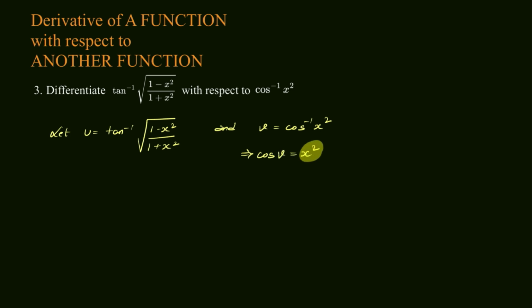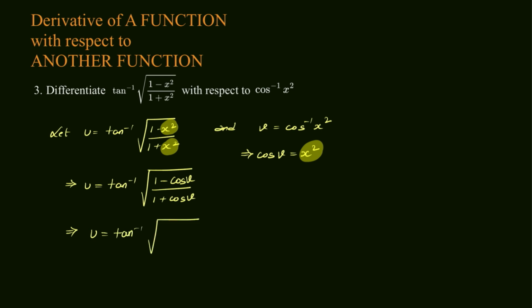Now let us put the value of this x square in the equation of u. Then my u will be equal to tan inverse of square root of (1 minus cos v) over (1 plus cos v), since x square is cos v. So u equals tan inverse of, using the half angle formula, 1 minus cos v can be written as 2 sin square v by 2 divided by 1 plus cos v, which can be written as 2 cos square v by 2.